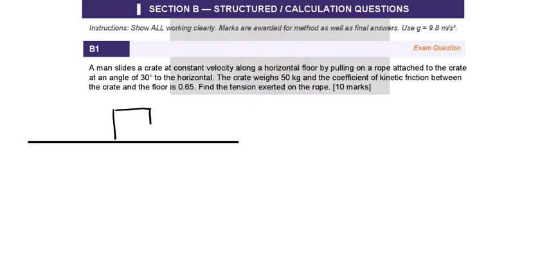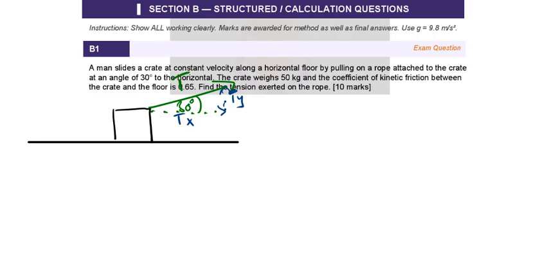Now this crate, we have got the rope. It is you are pulling. So pulling, you are using the tension force. So pulling meaning that you are using the tension force at an angle of what? Of 30 degrees. Meaning that this tension force has got the x component and the y component.